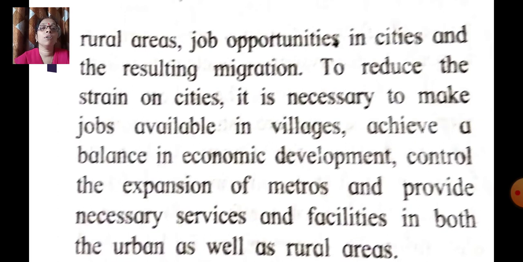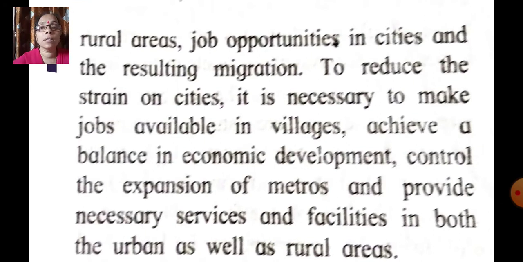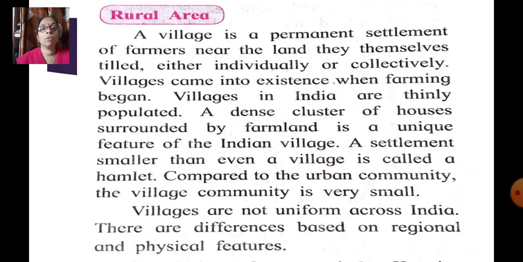Now, to reduce the strain on cities, it is necessary to make jobs available in villages, achieve a balance in economic development, control the expansion of metros, and provide necessary services and facilities in both urban as well as rural areas. As people migrated from rural areas to urban areas in search of jobs and settled down, it became difficult to control the amount of population in the urban areas. So it was necessary to provide equal opportunities in rural areas as well, so that people can get equal opportunities within their villages and there is no need for migration from one place to another. Accordingly, services and facilities need to be made available in both rural as well as urban areas. This is how urbanization was one factor.